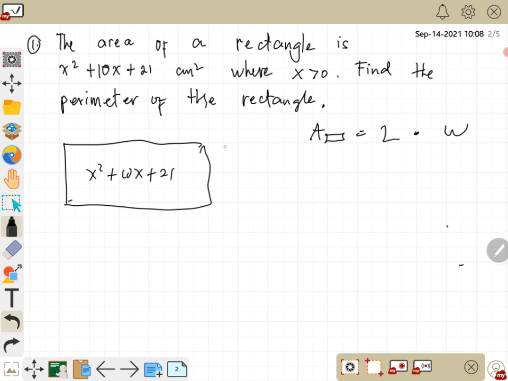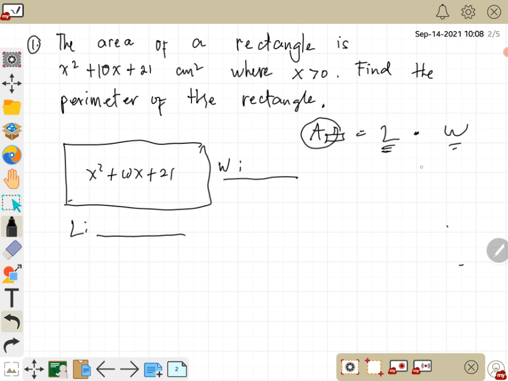By definition, the width is the shorter side and the length is the longer side. So if given an area, how can we find the length and width? We simply factorize the area. But the question here is simply: find the perimeter of this rectangle.